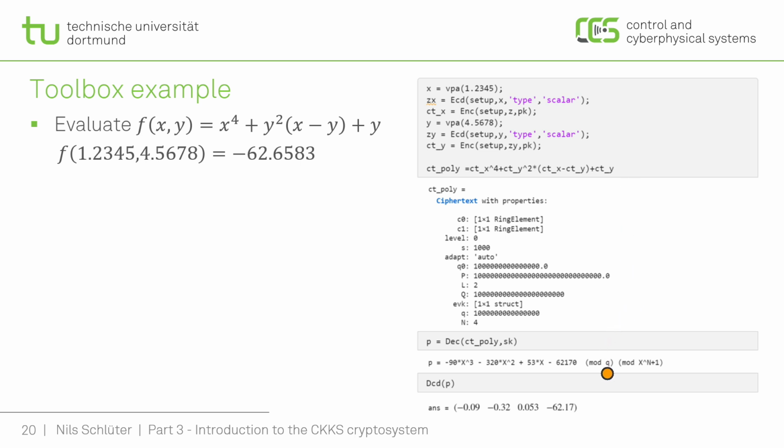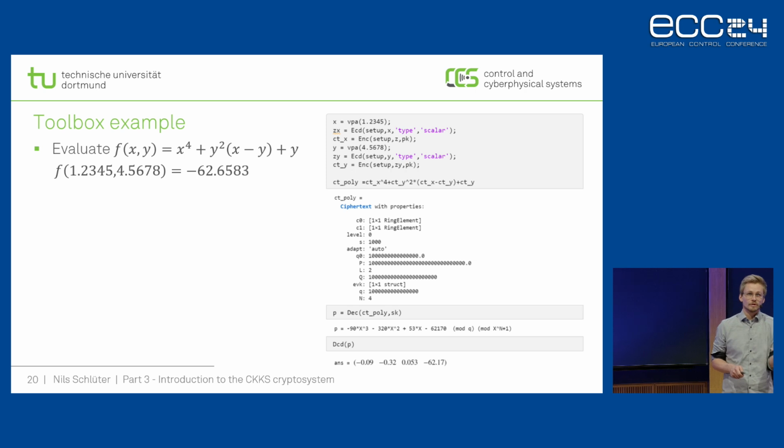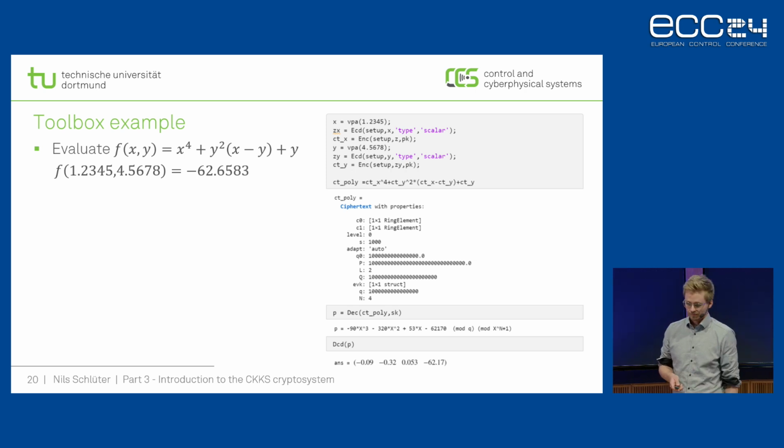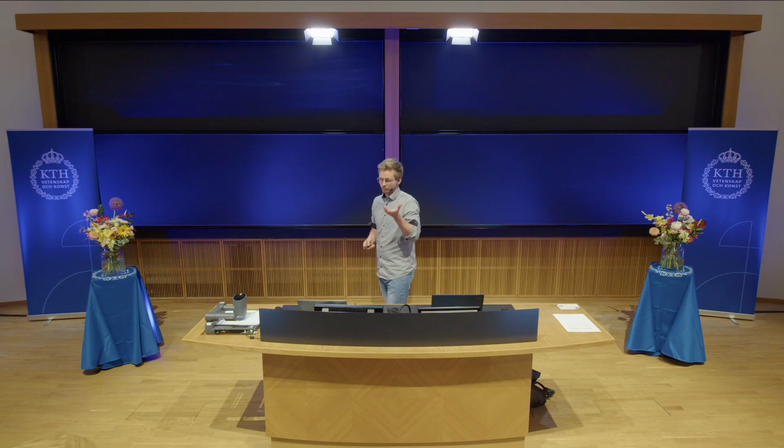And if we decrypt it, we can see that we get the result polynomial, where we have used the scalar encoding. So only one of these coefficients is relevant for us. And the relevant coefficient is of course the last one here with 62.17. The correct result with floating point arithmetic would be 62.65. So there's also a small error that we introduce by the encryption. Quick side note, you can of course reduce the error as much as you want by increasing the scaling factor.